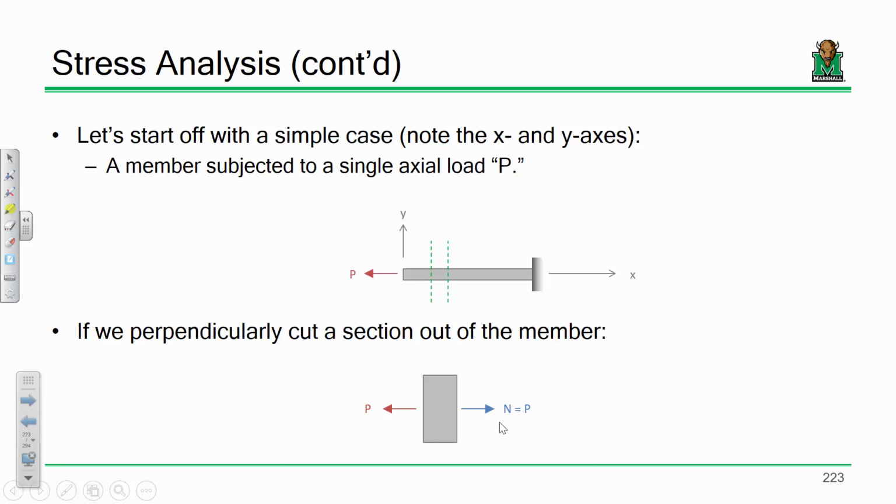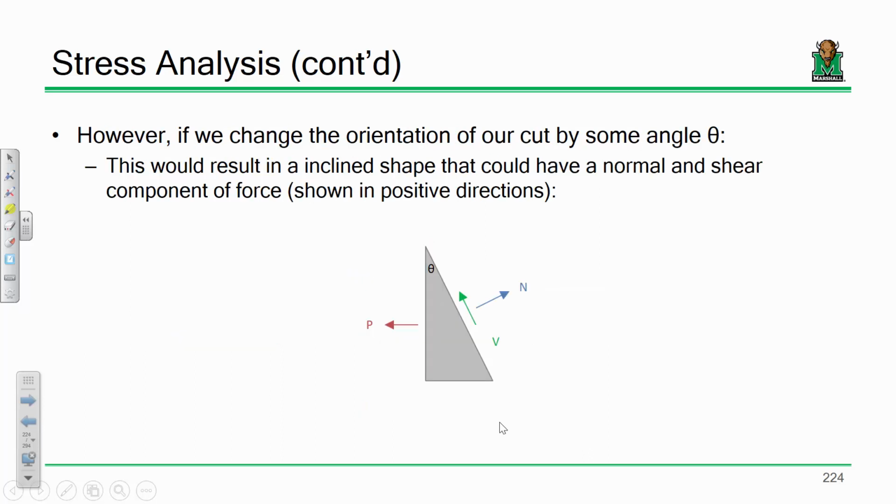Zero. There is no shear stress. So for this orientation, the normal stress is P over A. The shear stress is 0. Okay? What if I do this? What if I cut a section at an angle?